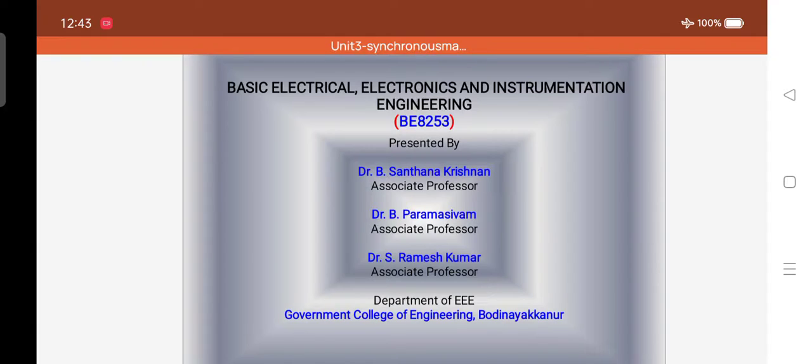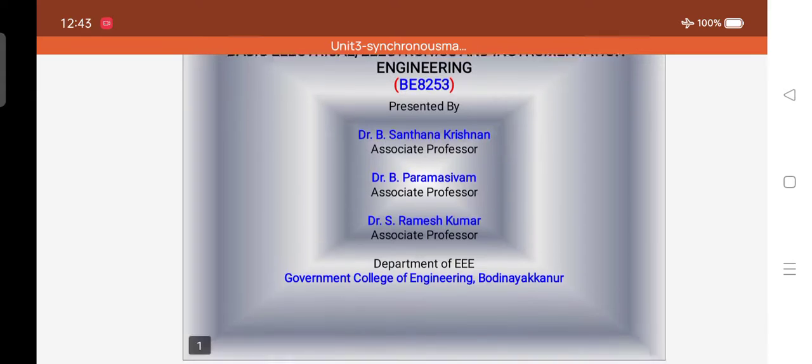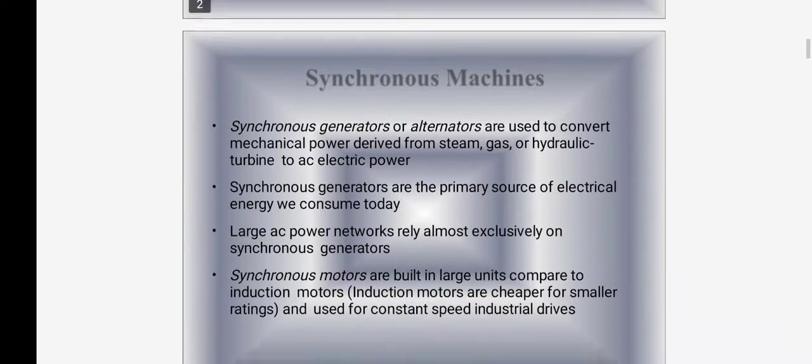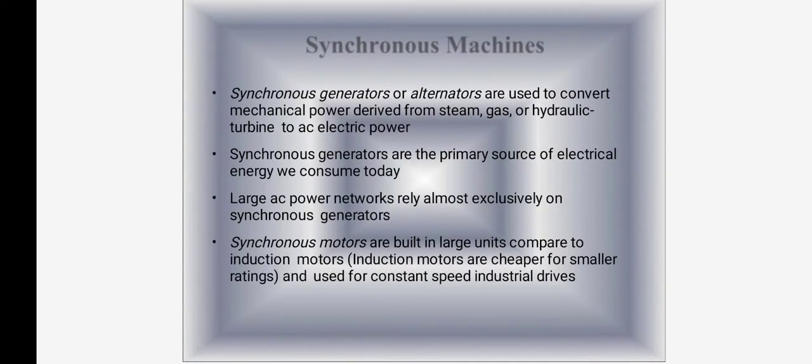Today, we are going to discuss the slide presentation called synchronous machine. Synchronous machines are classified into synchronous generator and synchronous motor. Synchronous generators, or alternators, are used to convert the mechanical power derived from a steam, gas or hydraulic turbine into AC electric power.